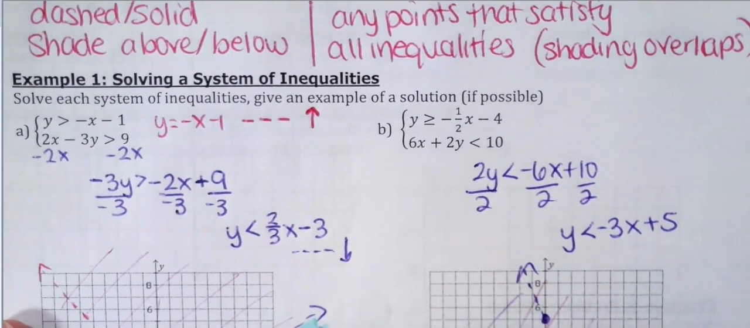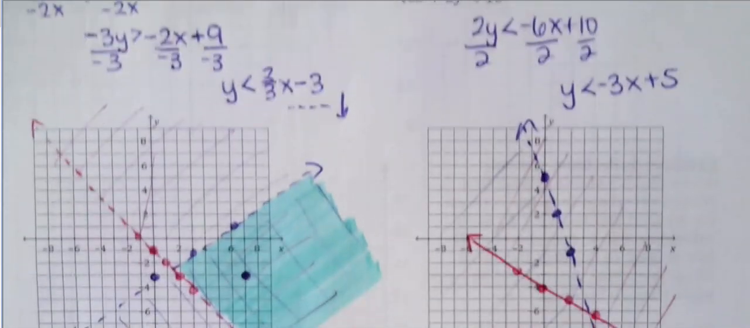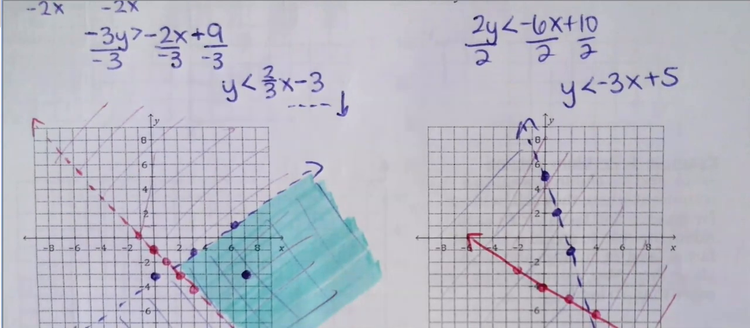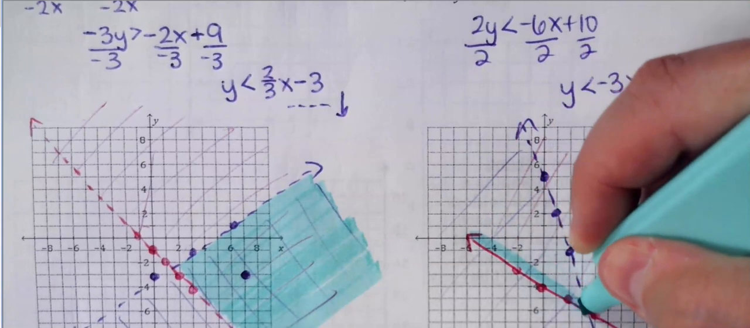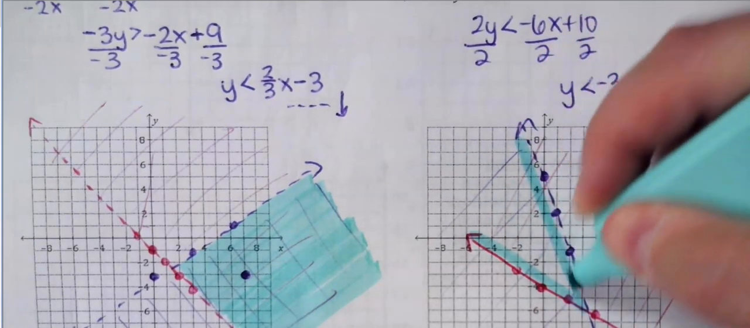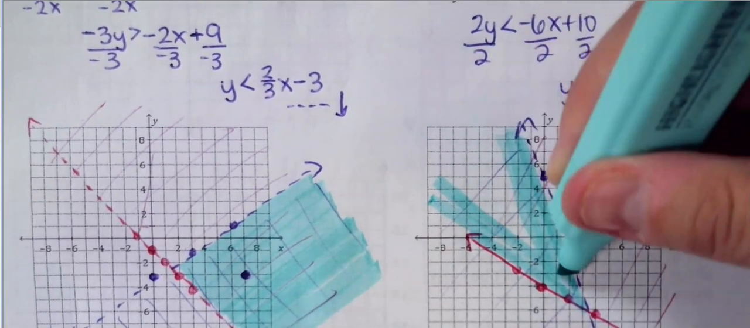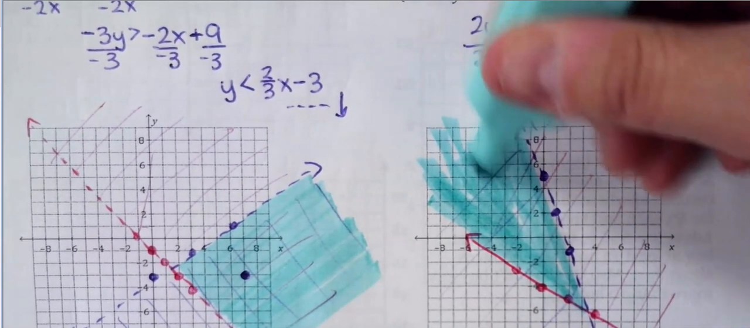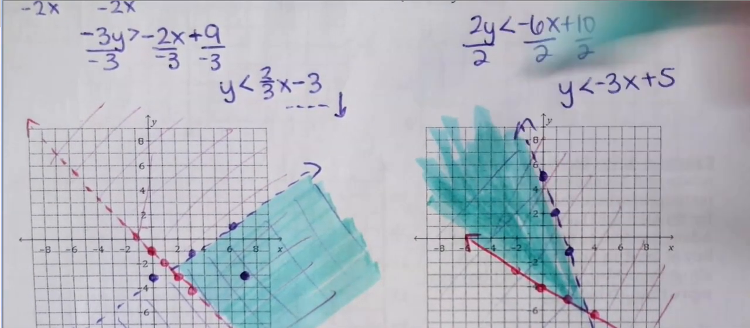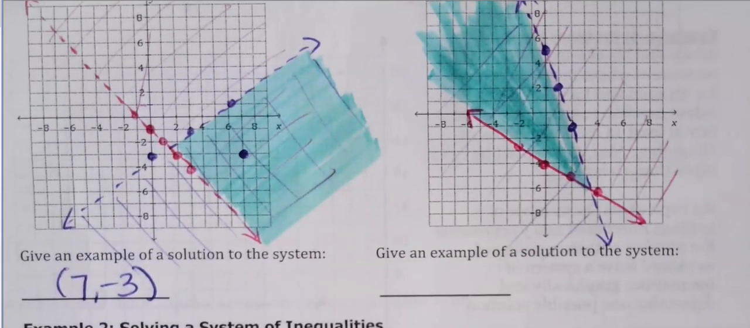And like just want to shade where their regions would overlap, because the overlap is going to be where you satisfy both inequalities here. And I'm just doing it kind of on my paper. And then if you're feeling good, just write an example of a solution. And everybody's could be totally different.